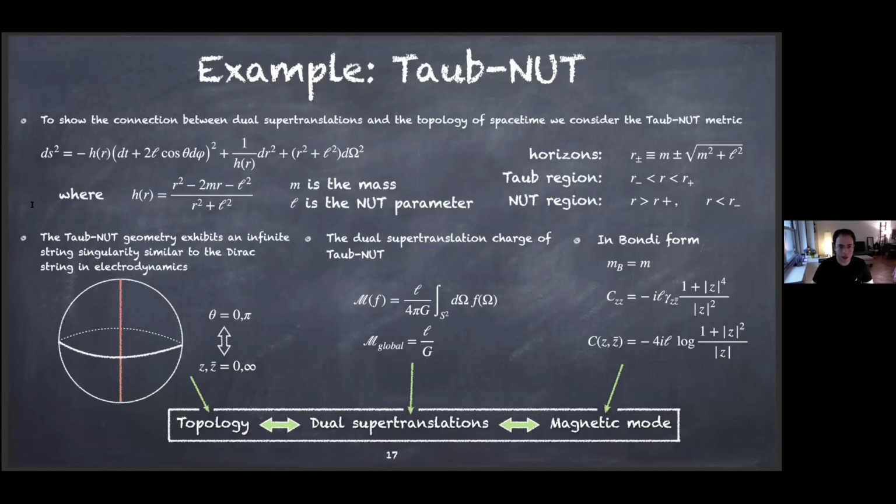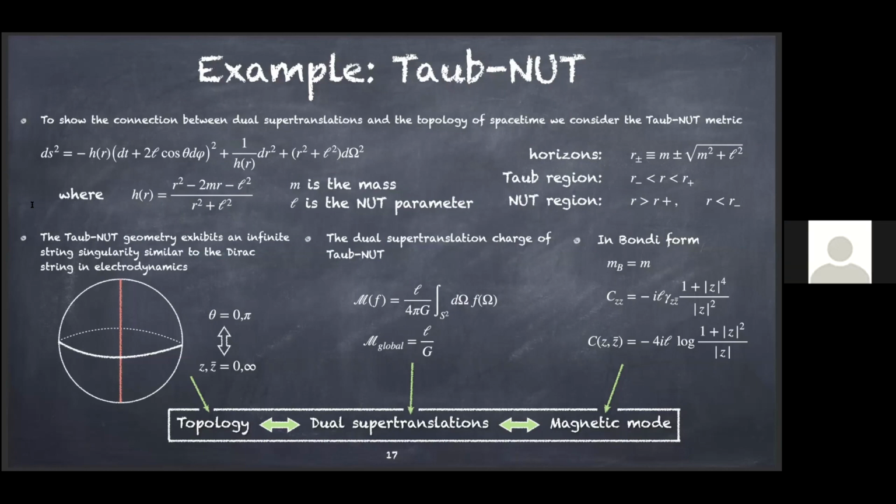And this metric has three important properties that I want to highlight now. Of course, it was extensively studied in the literature, but I will focus on the following three properties. The first one is well known, and this is the fact that the Taub-NUT geometry exhibits an infinite string singularity along the z direction, along the direction theta equal to 0 and pi. And this is regarded as the equivalent of the Dirac string in electrodynamics. It implies that the topology of this space is non-trivial.